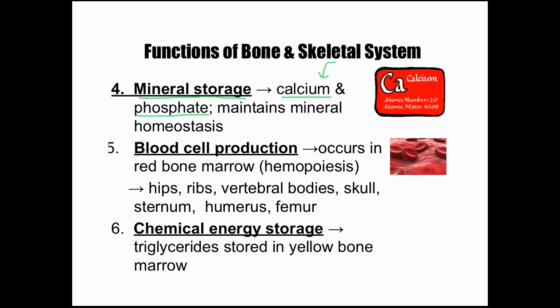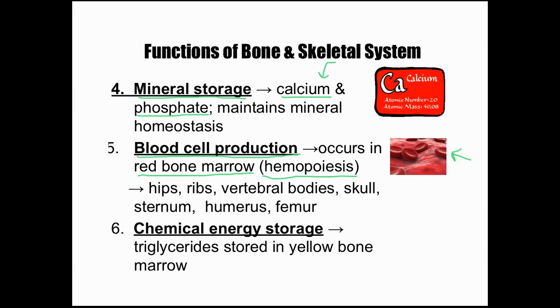Number 5, blood cell production. It's called hemopoiesis, the production or making of blood cells. It occurs in the bone marrow, specifically red bone marrow. This is where your red blood cells are made, most of your white blood cells, which are for immunity and help fight disease if you get sick, and also platelets, which help your blood to clot if you get a cut and start bleeding. It's platelets that stop you from bleeding.